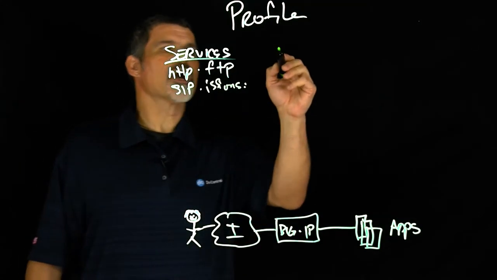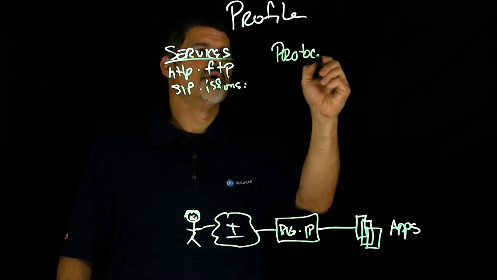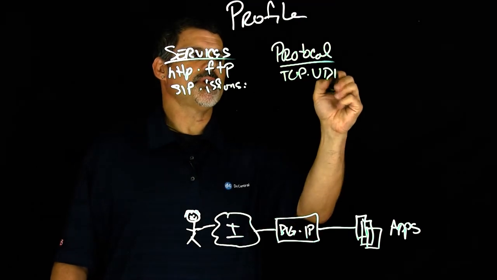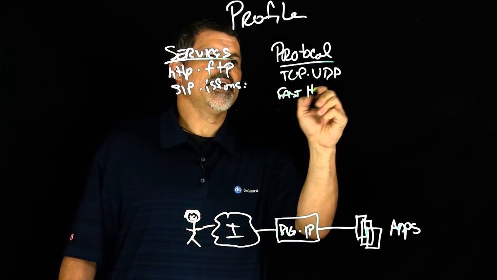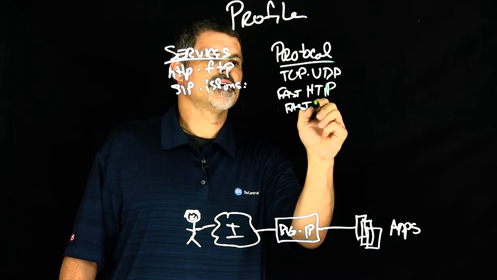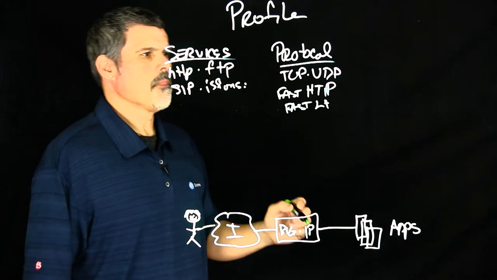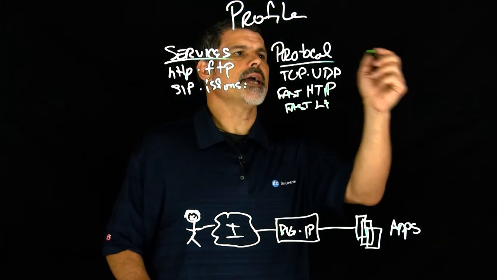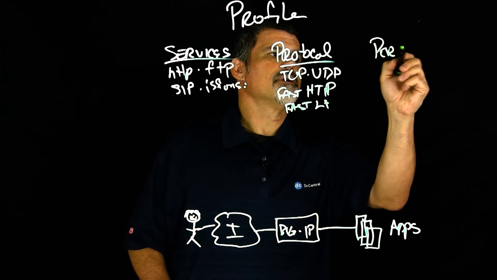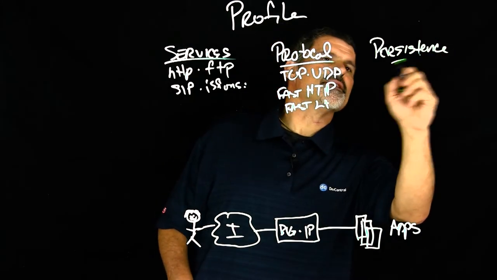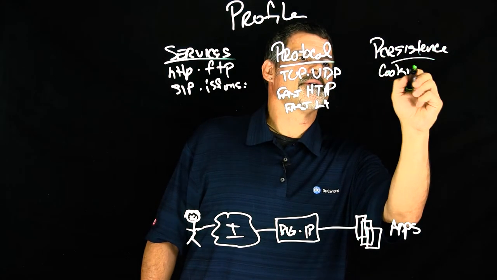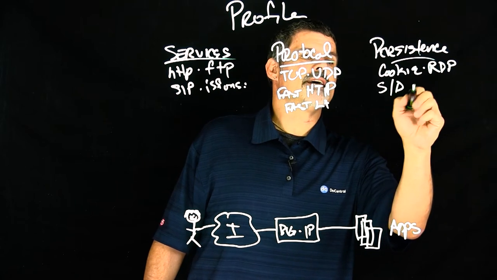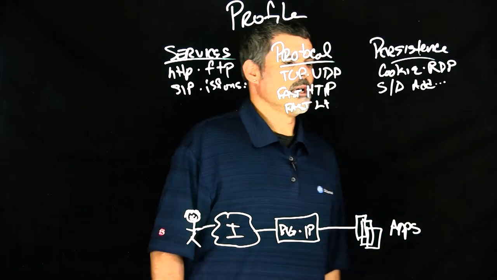We have protocol profiles. And so this is things like TCP, UDP, fast HTTP, fast layer 4. And so they're protocol profiles. We also have things like persistence profiles. Maybe it's cookie persistence or RDP or even just source and destination address persistence.